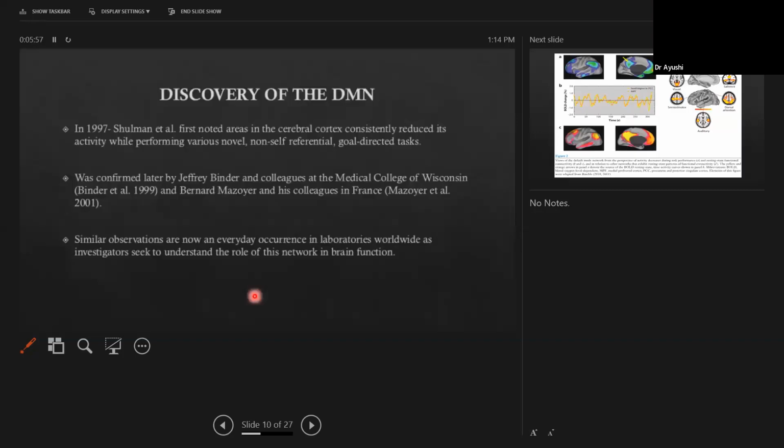Now, the discovery of the default mode network. It was in 1997, first of all, by Shulman et al. This was an article where they first noted areas in the cerebral cortex consistently having reduced activity while performing various non-self-referential tasks. This finding was later confirmed by Jeffrey Binder and colleagues at the Medical College of Wisconsin in 1999. And from there onwards, similar observations have been made on an everyday basis in various laboratories worldwide.